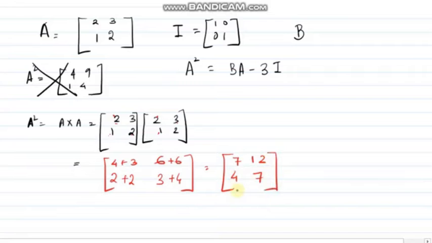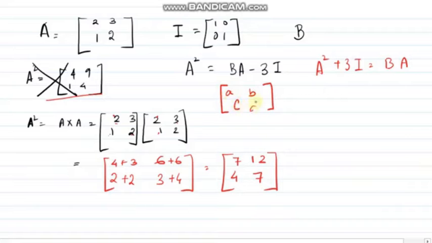So this will be your A square. A square is not this one. Please be very careful. Now BA. So BA we need to find out. For that we need to calculate B also. If I consider the B matrix, now BA will be equal to A square plus 3I. Right? So that will be BA. A square plus 3I will remain a 2 by 2 matrix. So from there, can you guess that the B matrix will also be a 2 by 2 matrix? So if I take the B matrix like this, what will be your BA?